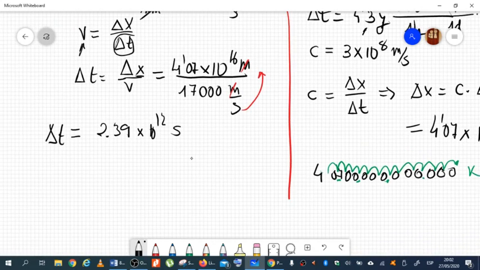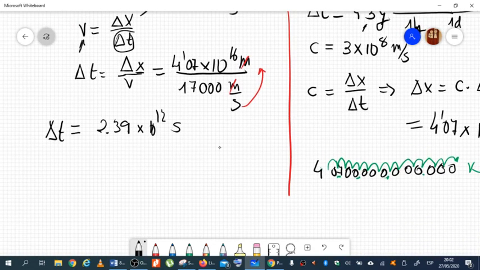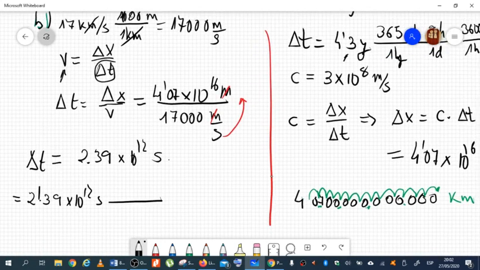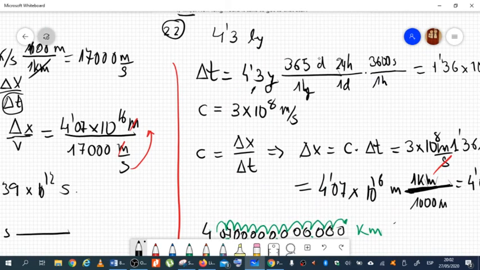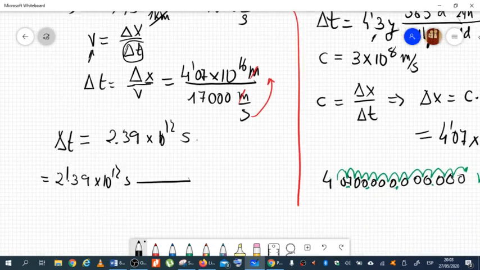So now, if we want to have an idea of how much time this is, let's convert it to years. Remember, for converting this to years, we have to do the inverse conversion factor to this one, okay? The other way around.